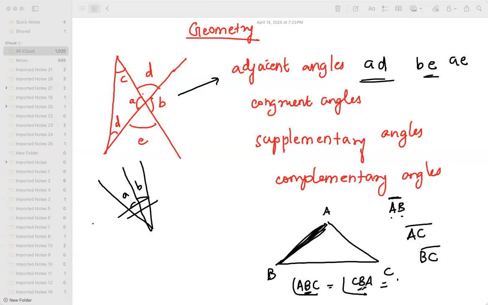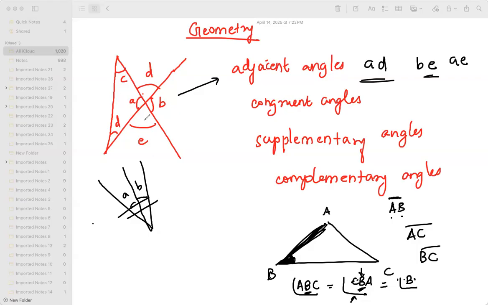No, B only has to be in the middle. B has to be in the middle, and that's the angle I'm indicating. CBA is here. ABC. I can also just say angle B. So it's one letter, or three letters with our concerned letter in the middle. You got it? Okay, so it's important to know this nicely.